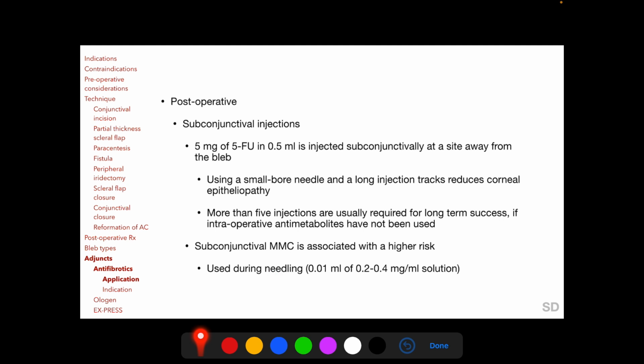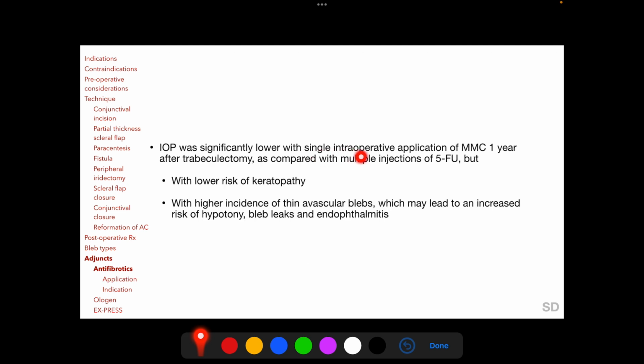And when single intraoperative application of mitomycin C was compared with multiple post-operative injections of 5-fluorouracil, intraocular pressure was found to be significantly lower with mitomycin C 1 year after trabeculectomy, with lower risk of keratopathy but with a higher incidence of thin avascular bleb, which may lead to an increased risk of hypotony, bleb leaks, and endophthalmitis.